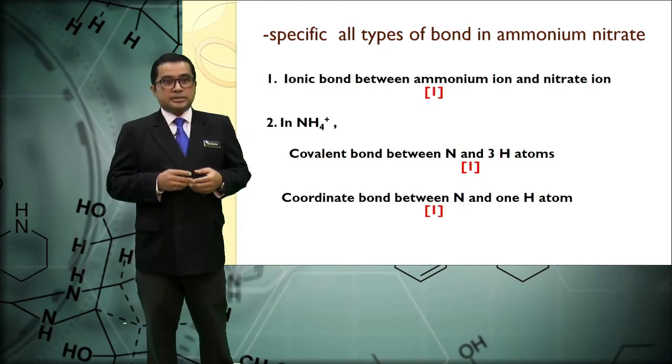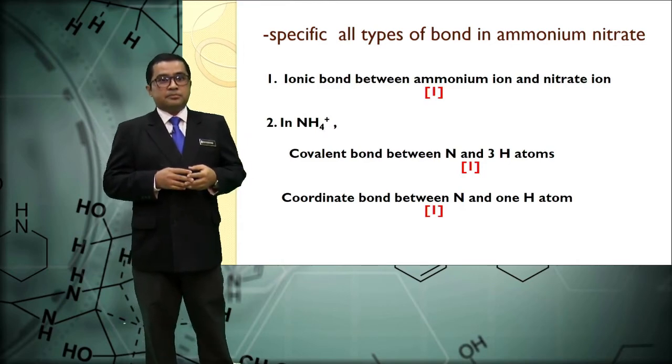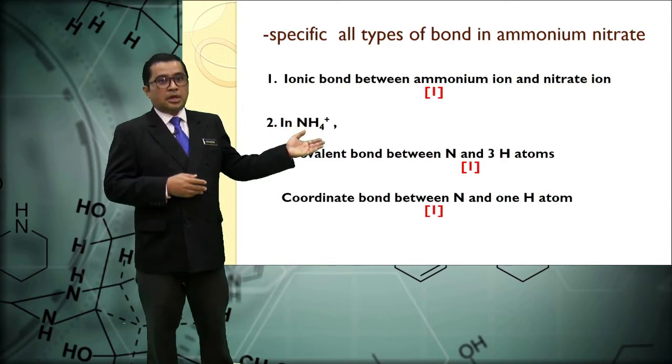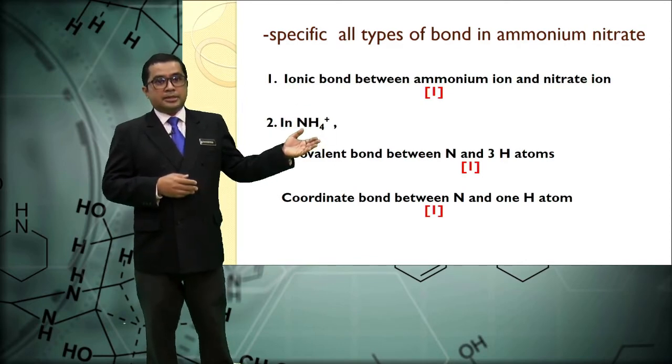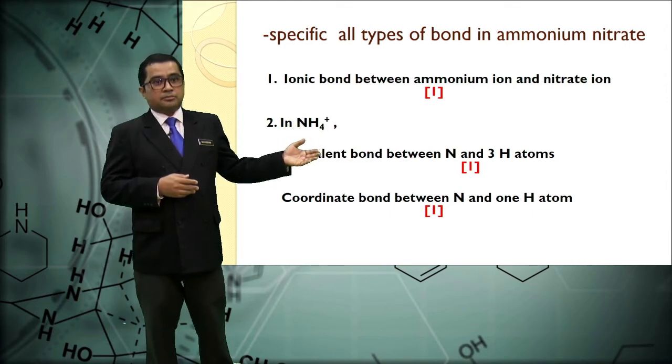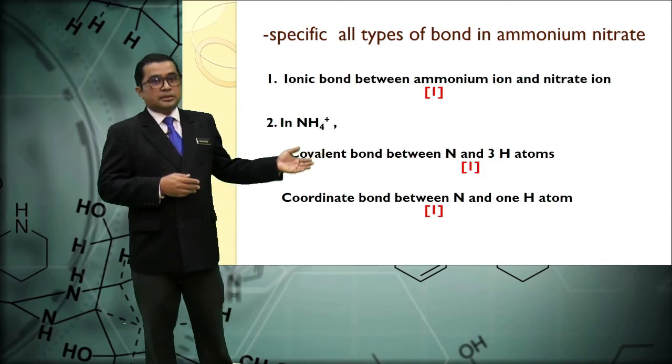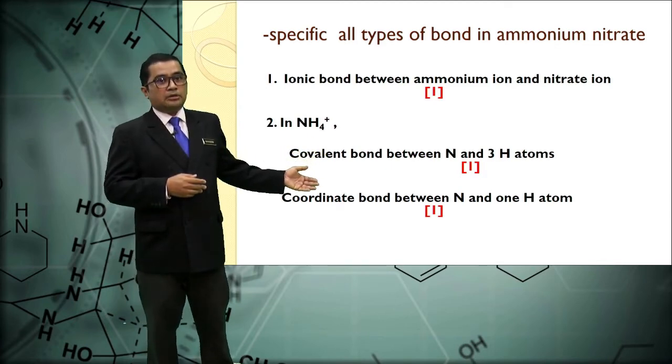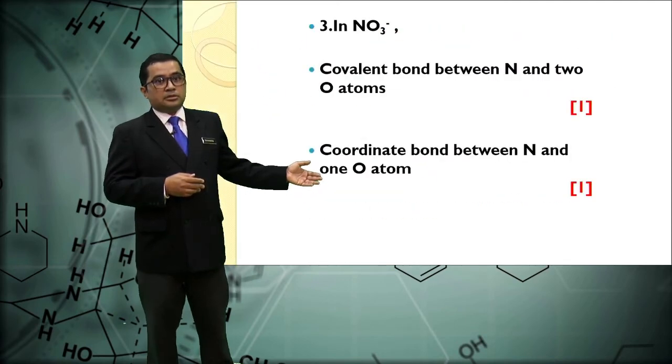For the second part, in ammonium, covalent bonds are present between N and 3 hydrogen atoms. And then the coordinate bond is between N and 1 hydrogen atom. Okay, go to next one.